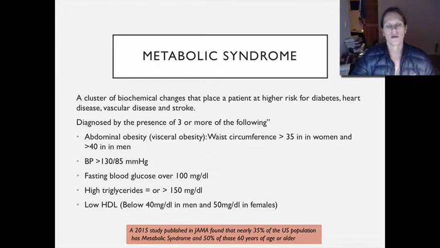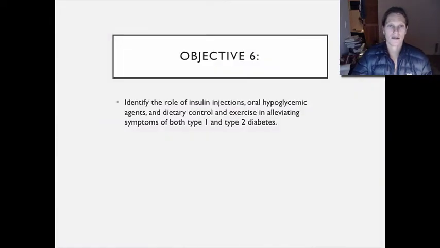strokes. You can see there was a study published in JAMA in 2015 that found that nearly 35% of the US population has metabolic syndrome, and 50% of the people 60 years of age or older have metabolic syndrome. I think I read a statistic that said if we continue on the trend we are currently following, by 2025, greater than 50% of adults in the United States will have diabetes, not just metabolic syndrome, but actually non-insulin dependent diabetes.